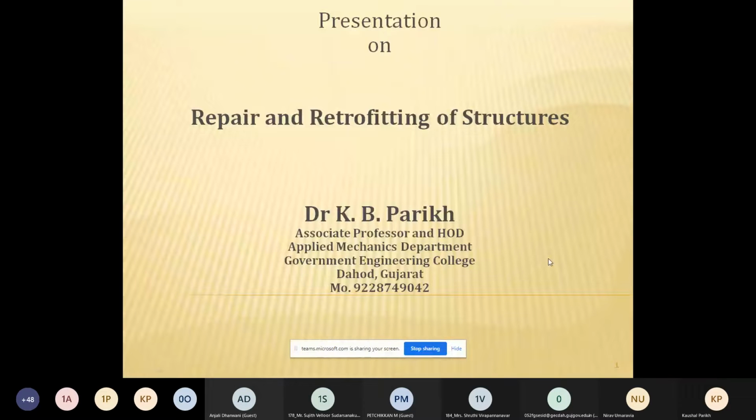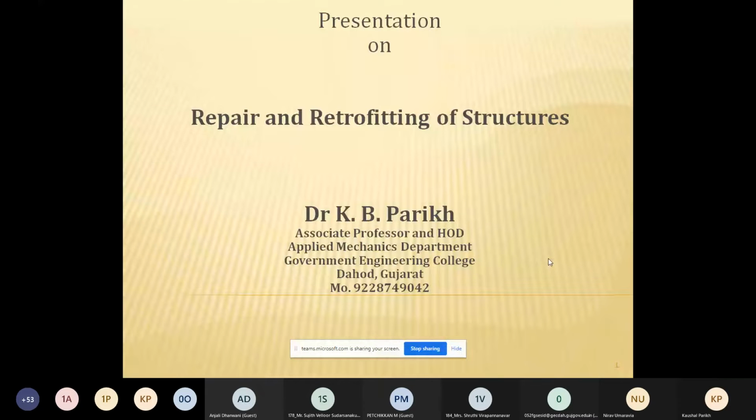Okay. Let us start with the topic on the repair and retrofitting of structures. This is a very basic and fundamental topic, because this training is related to the fundamentals of the geotechnical as well as structural engineering aspects. Our second training will be at the advanced level, which will start from the 30th August. Based on this view of fundamentality, this topic has been selected.